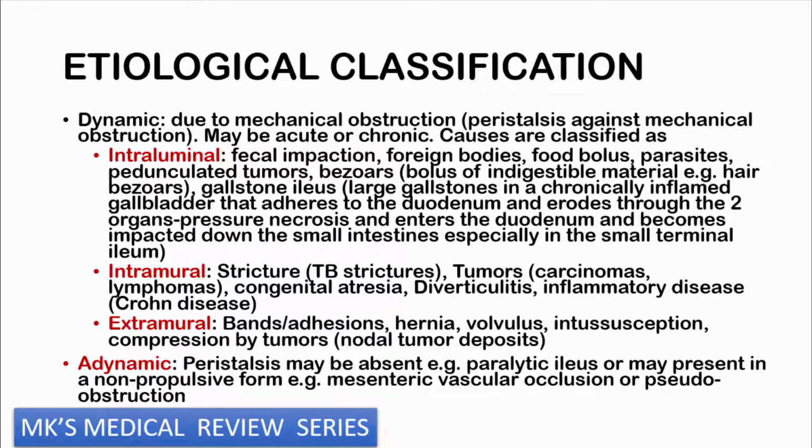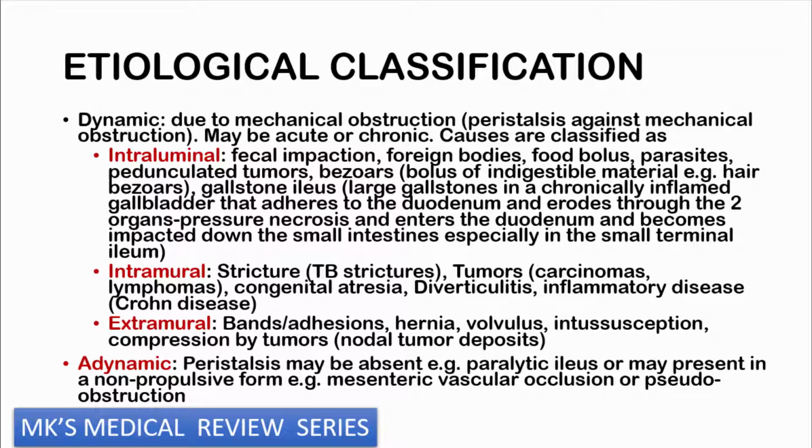So etiologically, like I already told you, dynamic causes are due to mechanical obstruction. So peristalsis is going to be against a mechanical obstruction. And it may either be acute or chronic. Now, these dynamic or mechanical causes can be further classified as intraluminal, meaning within the lumen, intramural, meaning within the wall, and extramural, meaning outside the wall.